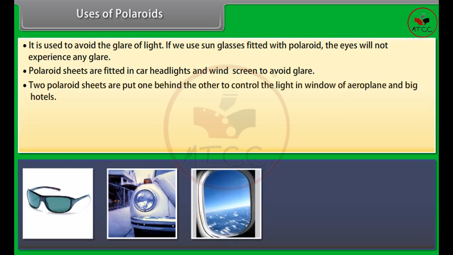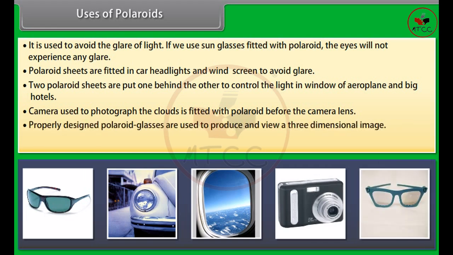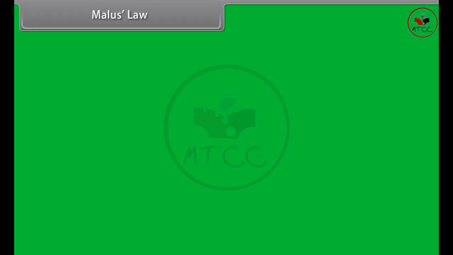Two Polaroid sheets are put one behind the other to control the light in windows of aeroplanes and big hotels. A camera used to photograph the clouds is fitted with a Polaroid before the camera lens. Properly designed Polaroid glasses are used to produce and view a three-dimensional image. They are also used for studying optical properties of metals. Malus law.